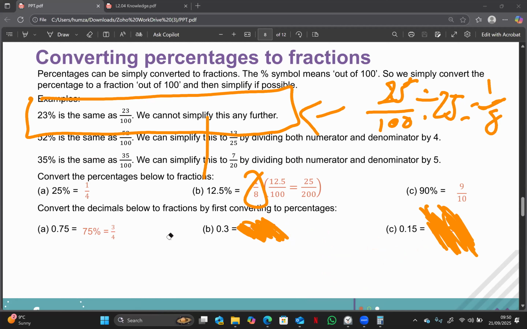Now do the second one for me. Convert it into a fraction using two steps. So first, remember, we convert it into a percentage and then a fraction. So what's 0.3 as a percentage?